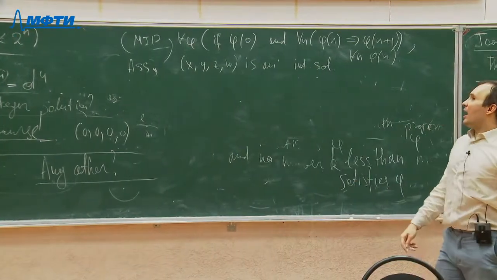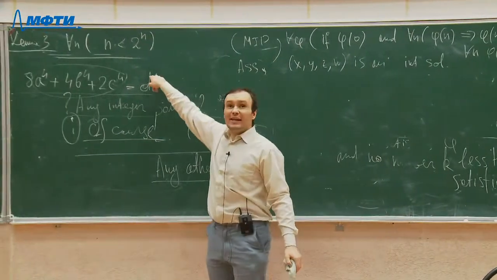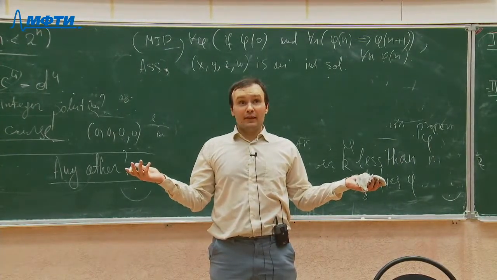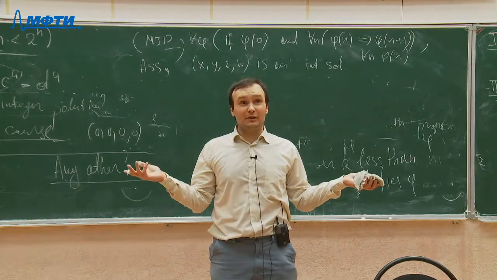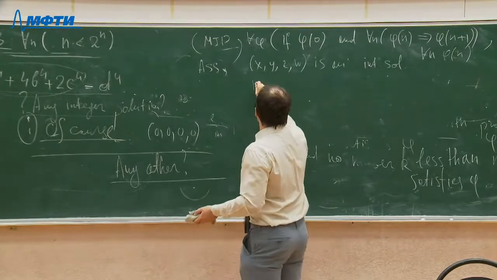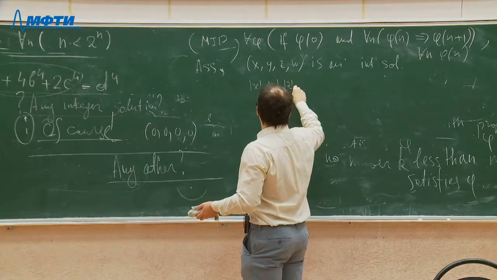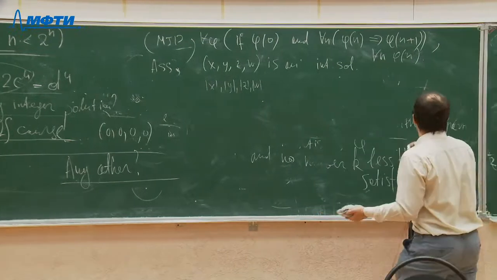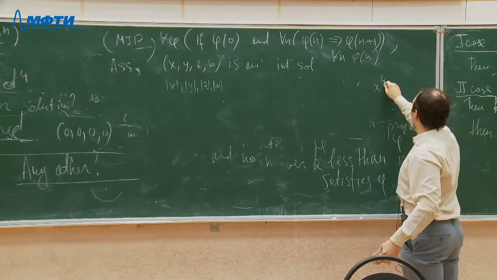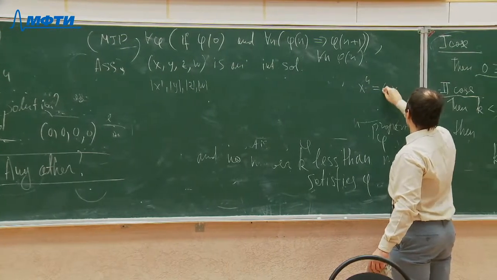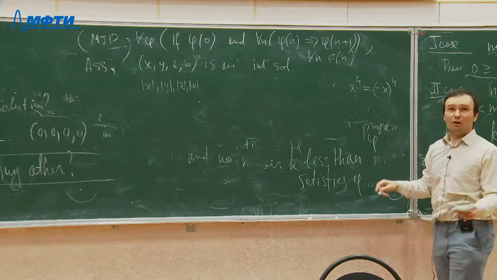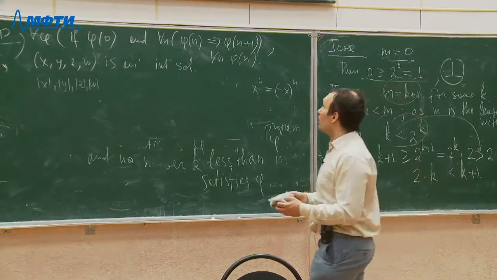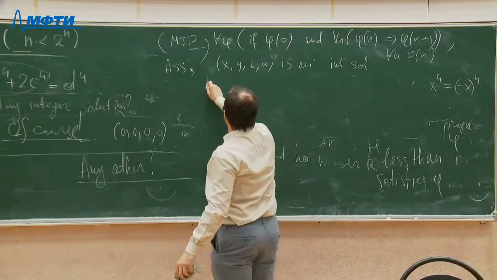First of all, here we have even exponents, so they ignore the sign. If x, y, z, w is a solution, then the tuple of the absolute values is a solution as well. Is it clear? You know that for the fourth power, x to the power 4 equals (minus x) to the power 4. So it makes no difference whether they are positive or negative. So we may assume that they are not negative.